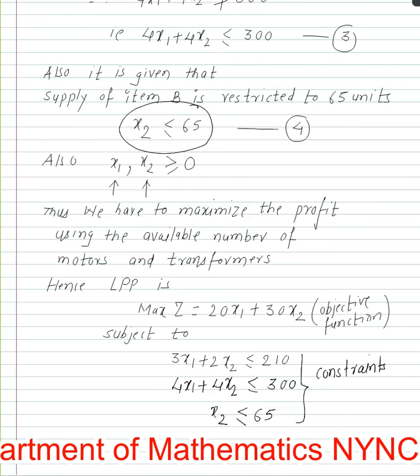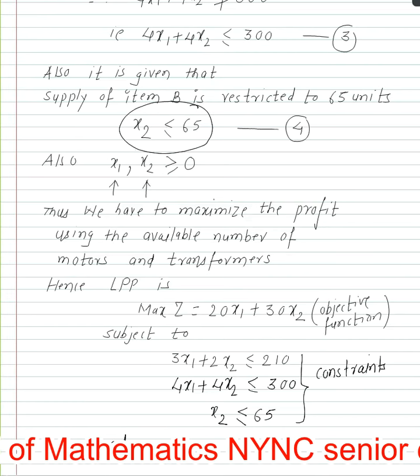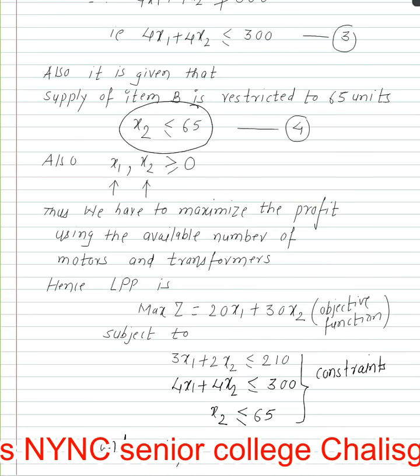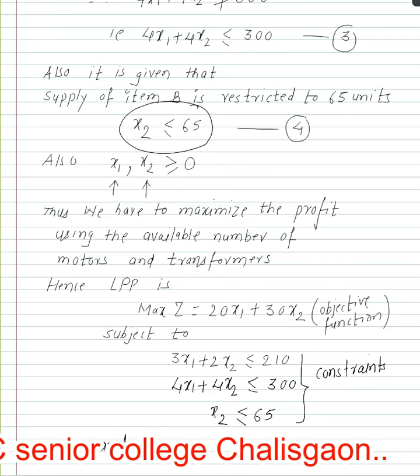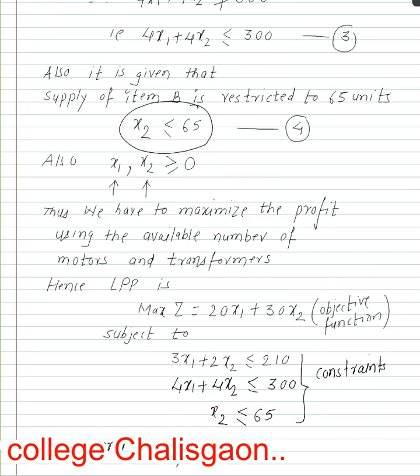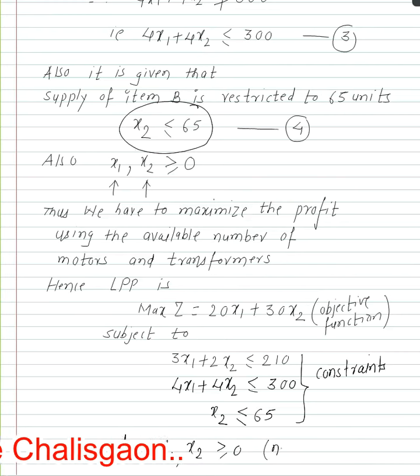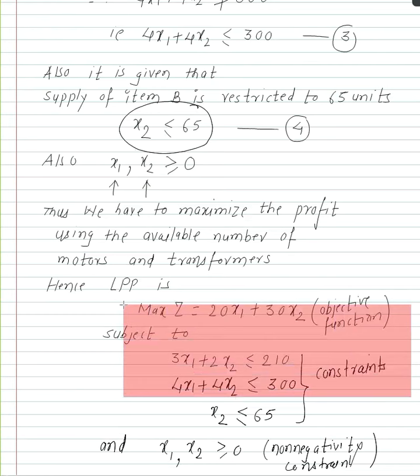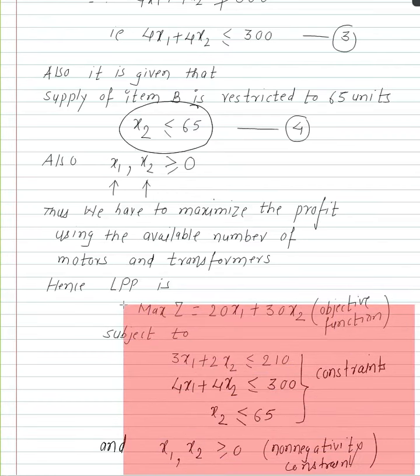And non-negativity constraints are always there in every LPP. So we write x1, x2 greater than or equal to 0. So this is the required LPP.